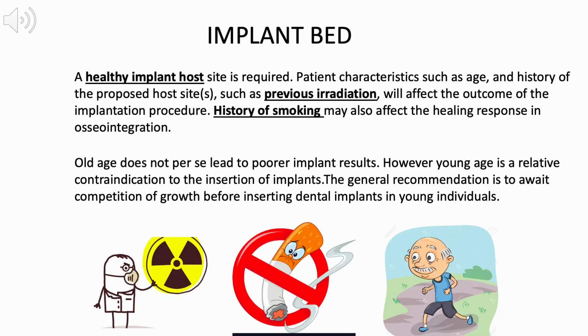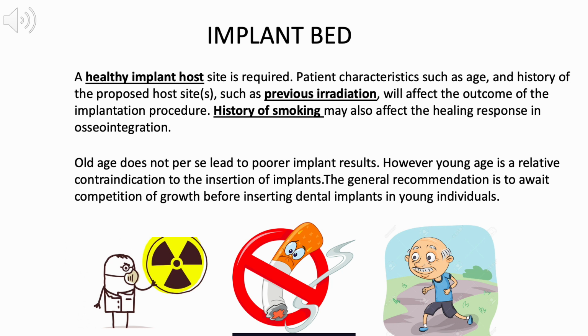Implant bed. A healthy implant host site is required. Patient characteristics such as age and history of the proposed host sites, such as previous irradiation, will affect the outcome of the implantation procedure. History of smoking may also affect the healing response and osseointegration.